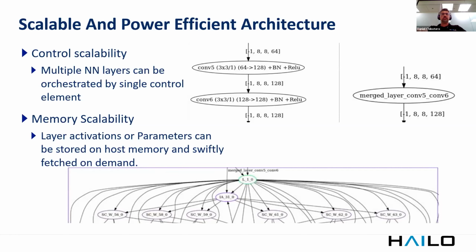The second scalability offering is our memory scalability, where we can set layer activations or parameters or store them on the host memory and swiftly fetch them on demand by our NN core controller. And this, of course, happens seamlessly in our SDK or our software.